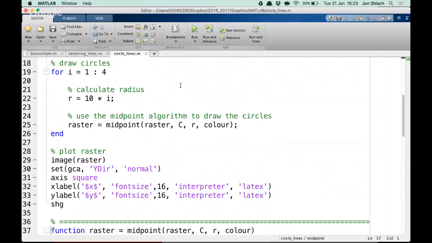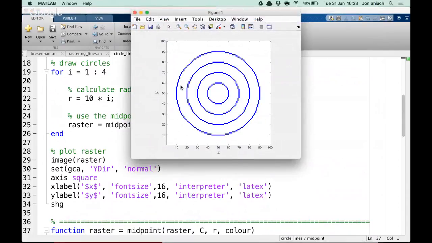That was my function definition for this. So the function inputs raster, C, R, and color, and outputs the raster. So each time, this just adds the circle to the current raster. And there you go. There it is. The circles are not brilliant, obviously, because it's only an approximation of the idealized image, but Paint's all out. If you use any sort of drawing package and say, right, I want to draw a circle, your computer is doing the midpoint algorithm.